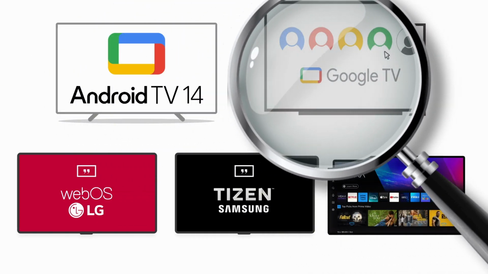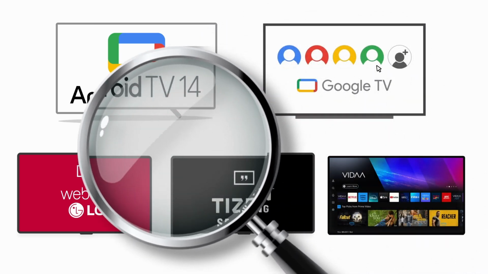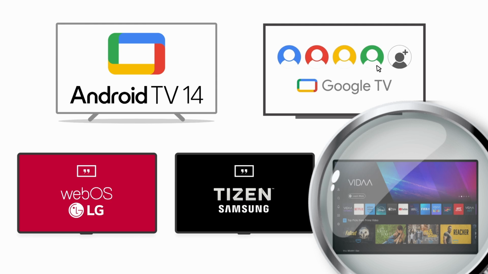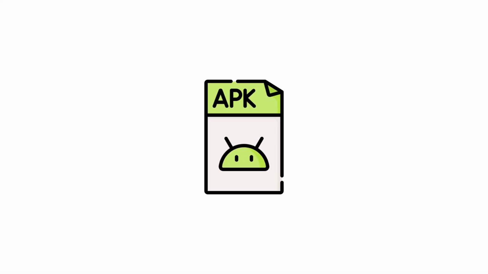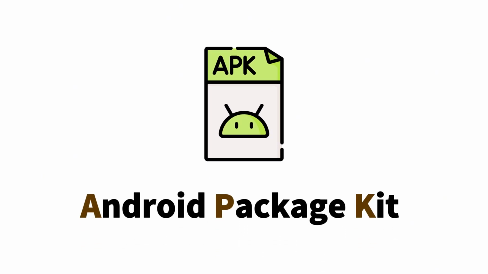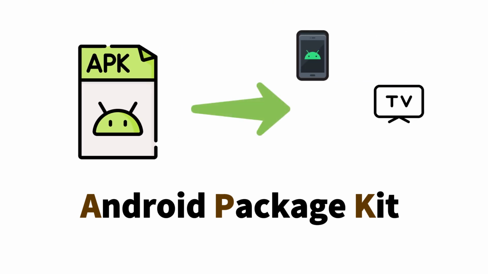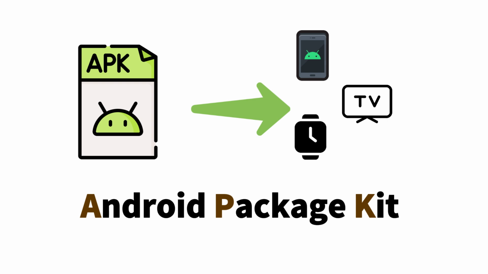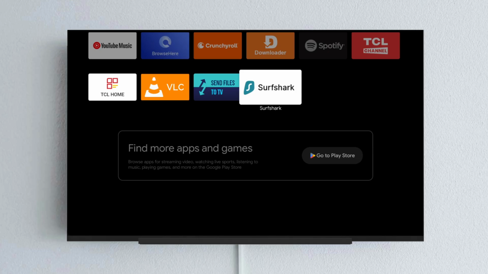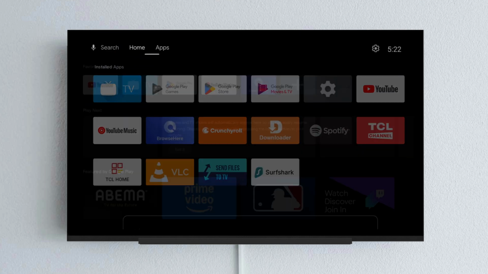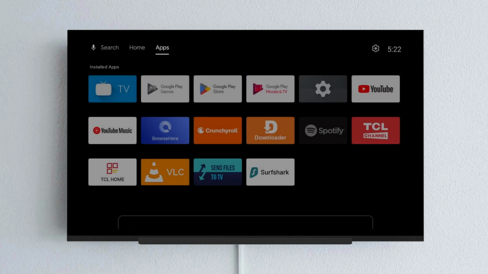Now, if you're using a TV with a different operating system like WebOS, Tizen, or Vita, there's something important you need to understand. Most apps people try to install manually are APK files. APK files are designed specifically for Android devices. That means they will only work on Android TV or Google TV and even your Android phone. If your TV is not running Android, APK files will not work. So, what can you do instead?